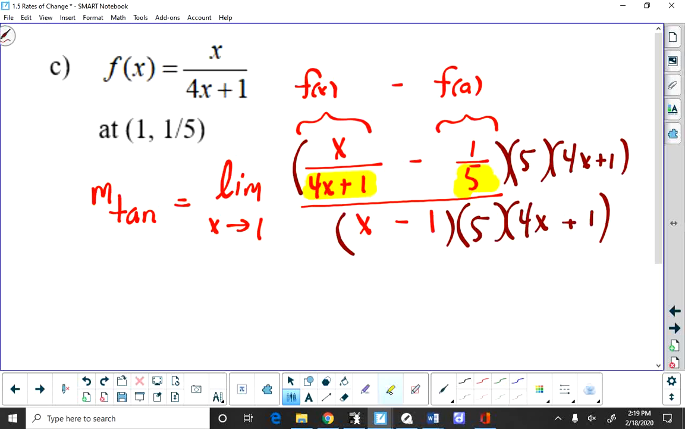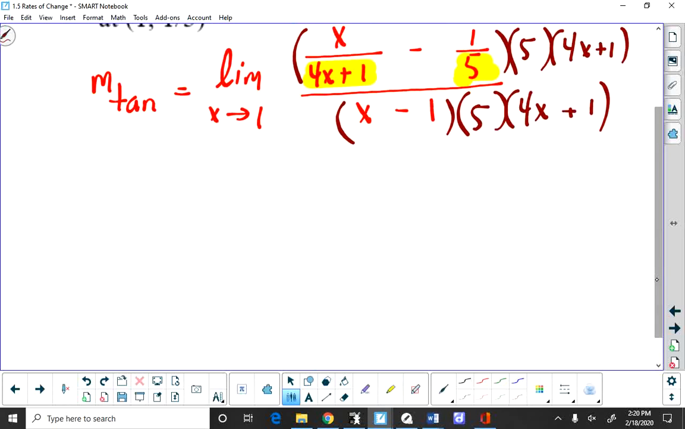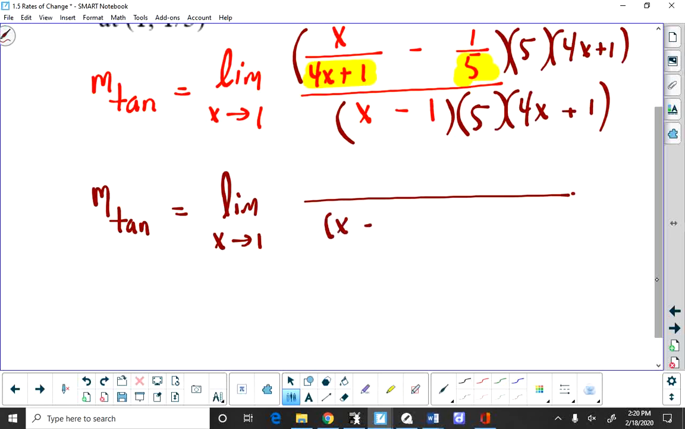And don't forget what happens. I've tried to acclimatize you to this from very early on, that the bottom becomes quite messy. Right? There's all this clutter on the bottom. We've got an x minus 1, we've got a 5, we've got a 4x plus 1. But since your goal is to eliminate the x minus 1, there's nothing in it for us. In fact, it's going to hurt us if you start expanding that whole thing out. So you want to leave it that way.